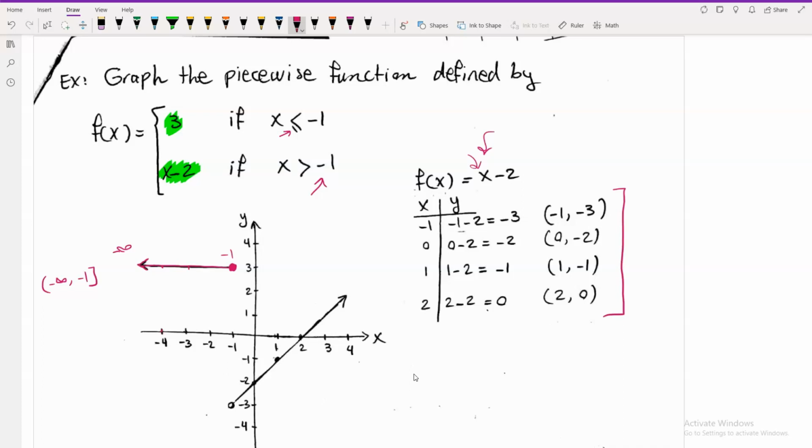Finding these and graph. So we have -1, -3 is this point. But the point is we do not have equal to on this part. That's why here is an open circle. It's not a closed circle, so it is an open circle because we do not have equal to here. And then 0, -2 is this point. 1, -1 is this point. 2, 0 is this point. Connect all these points and use an arrow.